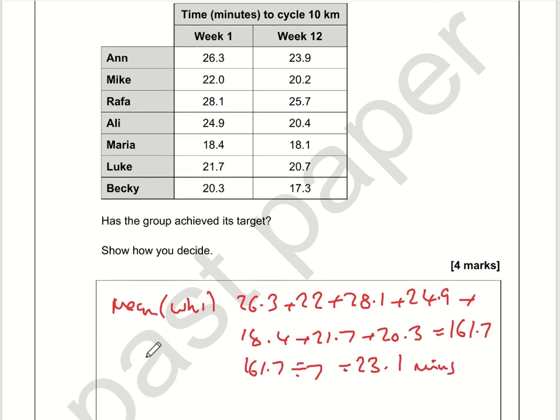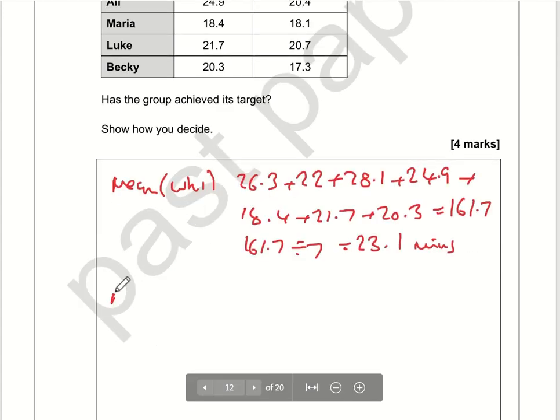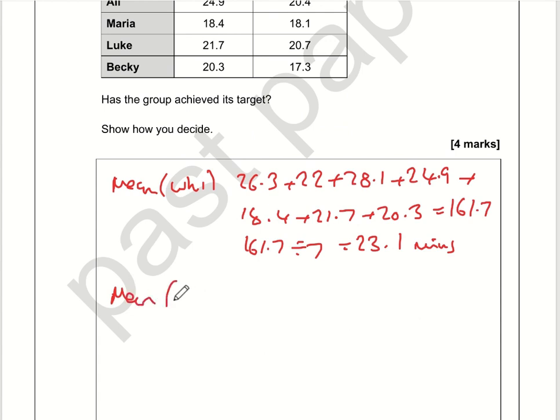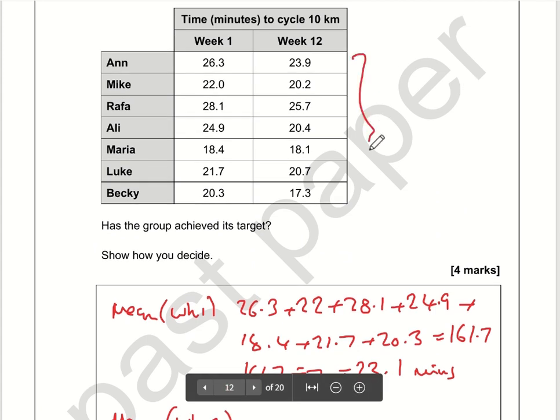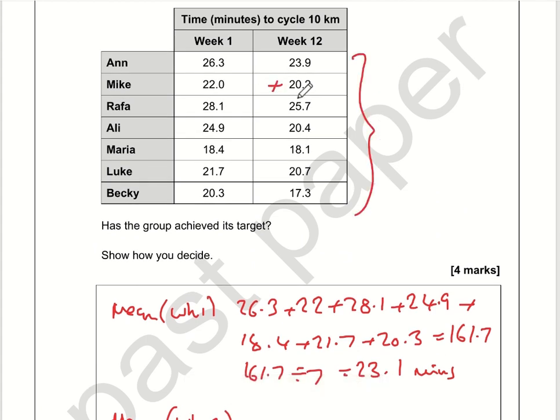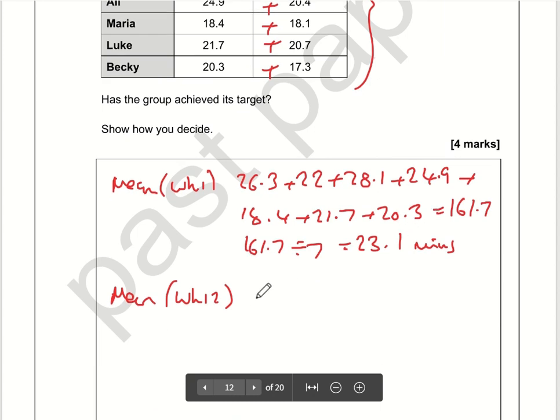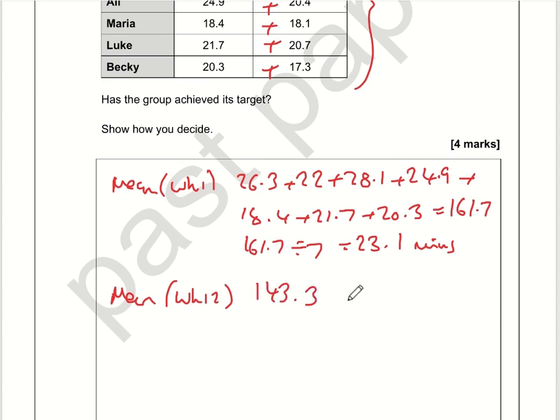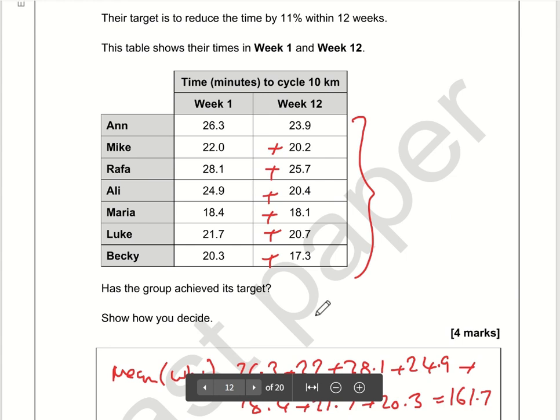Okay, so now let's work out the mean for week 12. So we're going to do exactly the same thing. Just add up all of these values again. So 23.9 plus 20.2 plus 25.7, and so on and so forth. And we get a total of 143.3, which is going to be divided by 7 to give us a mean of 20.9 minutes.